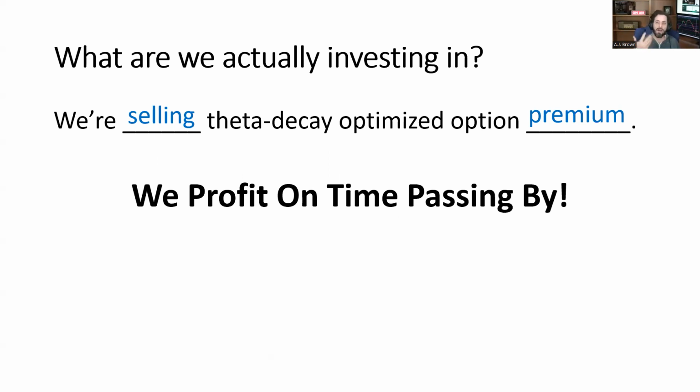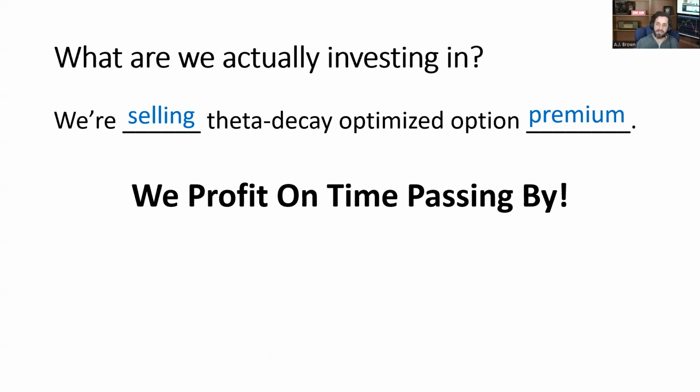Now, a lot of people who think about options think about how they're leveraged instruments on stocks, ETFs, indexes, generically equities, right? And you can use them that way, but a lot of folks don't realize that options have a lot of other influences on their price. And one of them is time passing by, right?